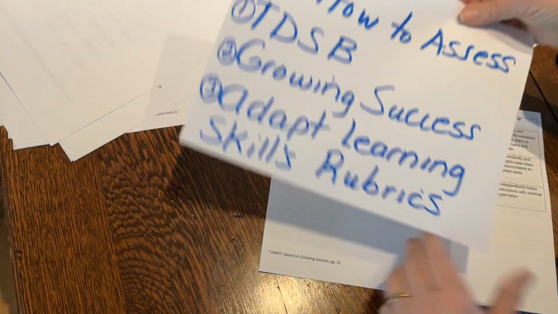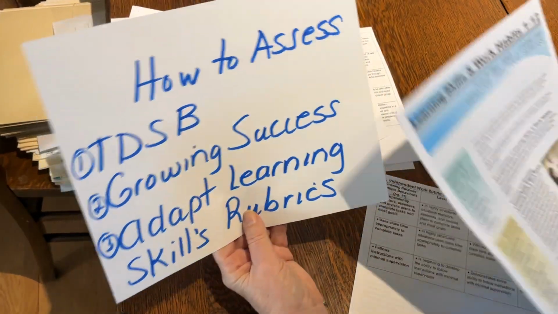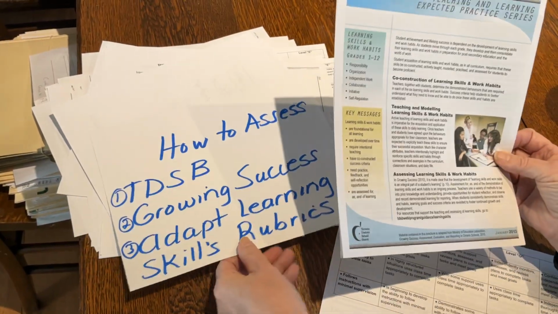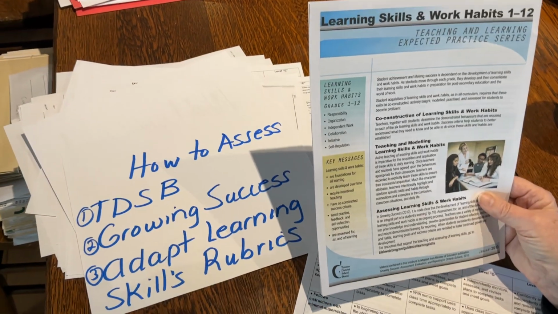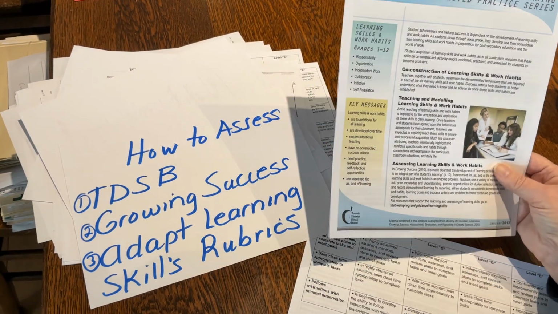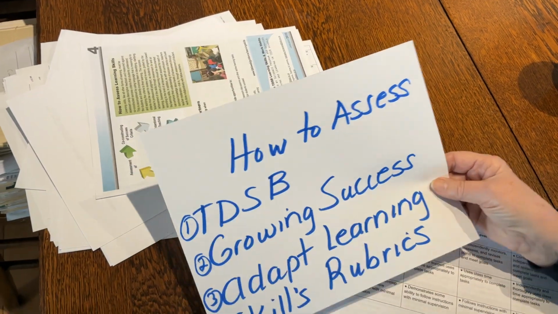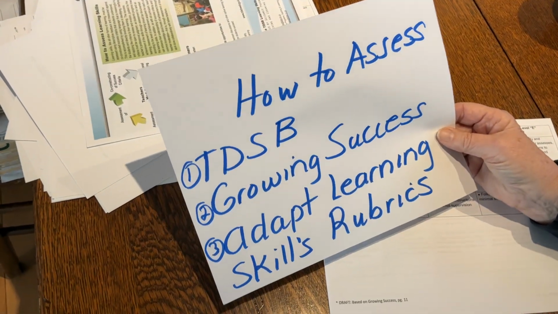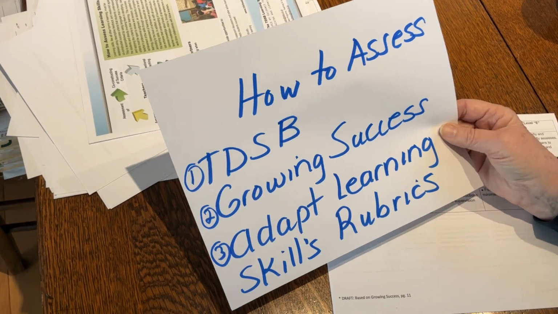So then we want to look at how to assess. And I've given 3 resources on how to assess. One is the Toronto District School Board's expected practice series, and it talks about how the learning skills are taught all the way from 1 to 12. And the second one is in Growing Success. They taught you how to assess, and again, we talked about needs improvement, satisfactory, good, and excellent.